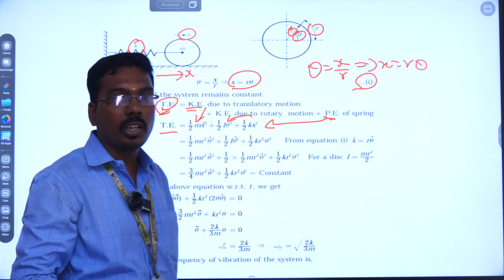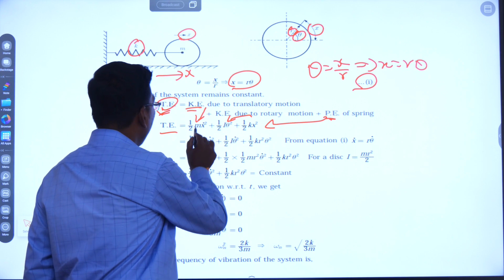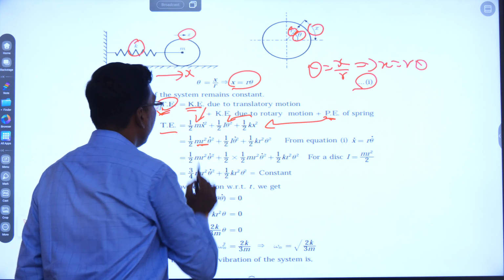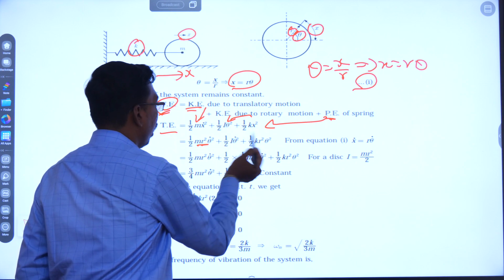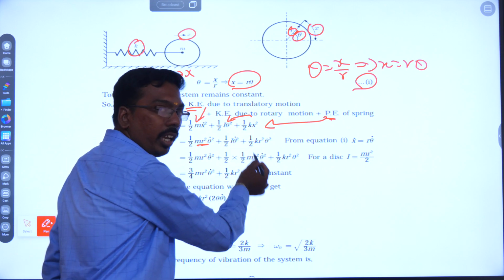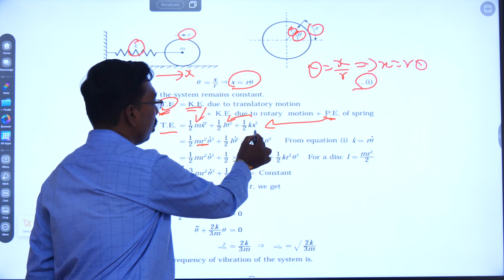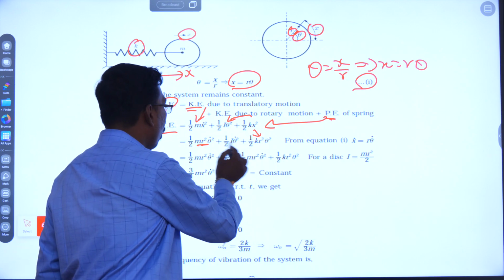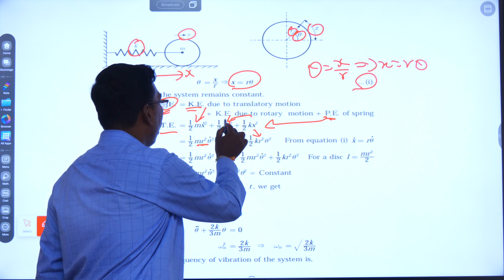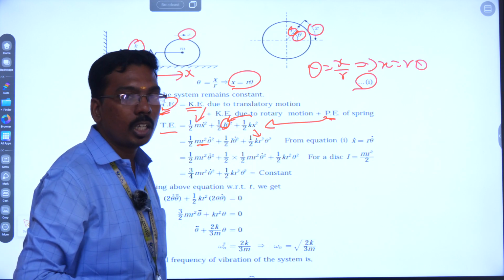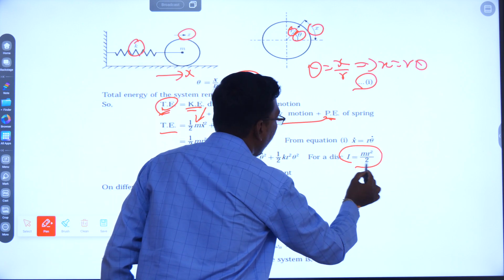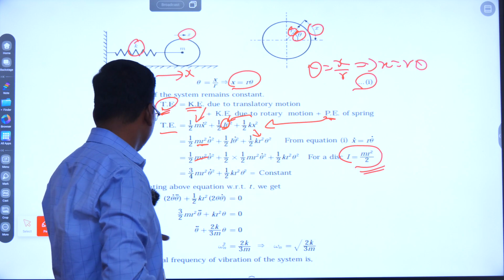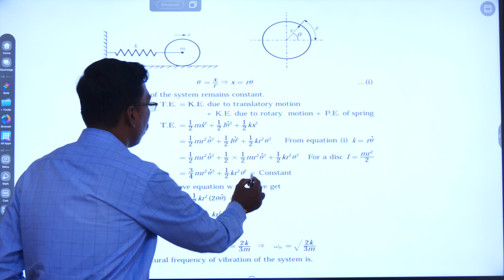So we have to substitute the x value in the given equation. In 1 by 2 m x dot square, the x value is r theta, so r square theta dot square. Then plus 1 by 2 I theta dot square; there is no x here. Plus 1 by 2 k r square theta square. Here also x is there, so we substitute r square and theta square. Then finally we have to multiply with the I value also, because already I conveyed the mass moment of inertia, m r square by 2. So we multiply with the other terms. This is equal to a constant.